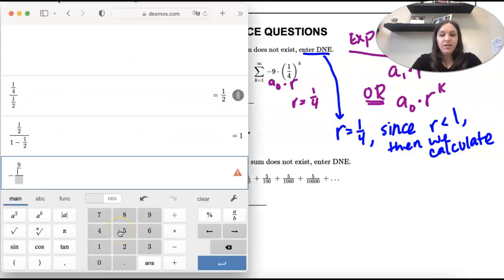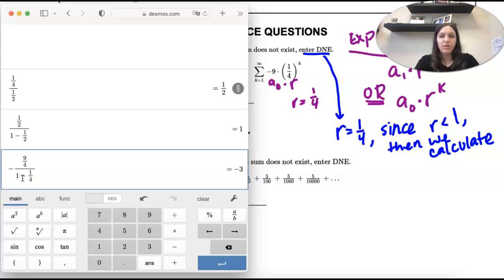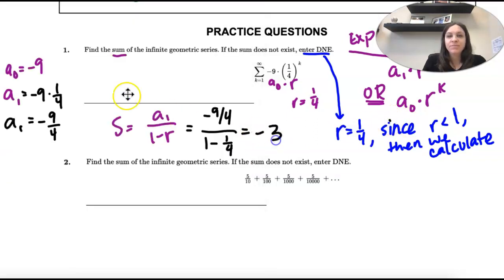So -9/4 divided by 1 minus 1/4, which is -3. So the sum of this series is -3.